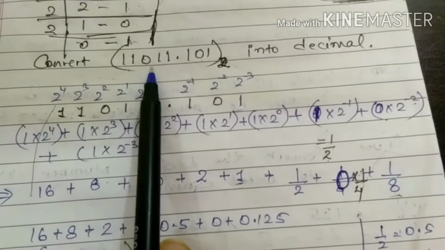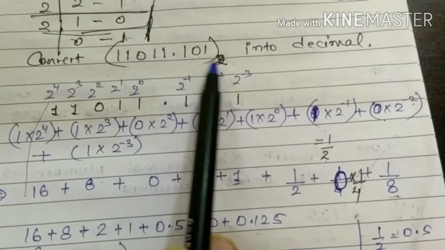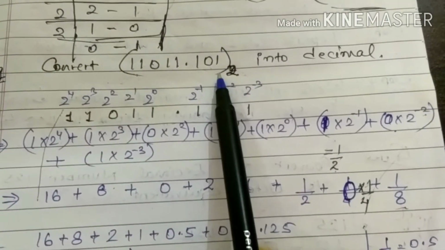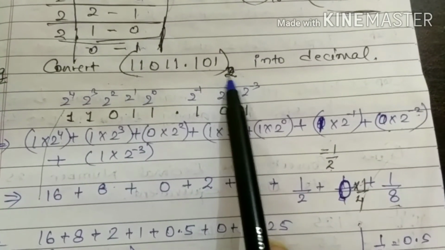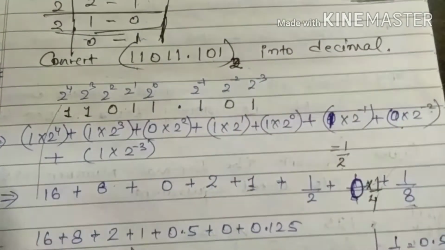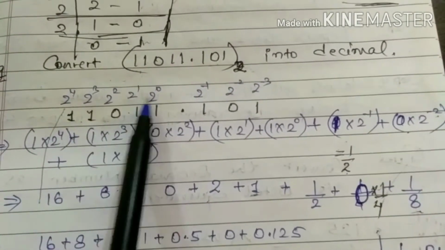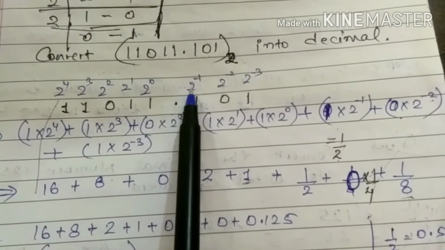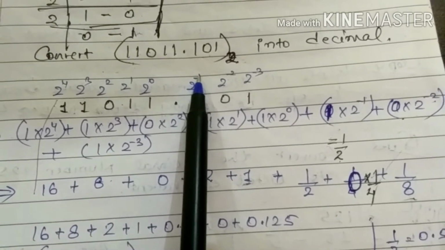Convert 11011.101 into decimal. Right, this is the binary part we know, and we have written here 2, so it indicates that it's a binary number. So you have to convert into a decimal number. Again the system is the same, position you know, and after the point your position will start with what? 2 raised to power minus 1.